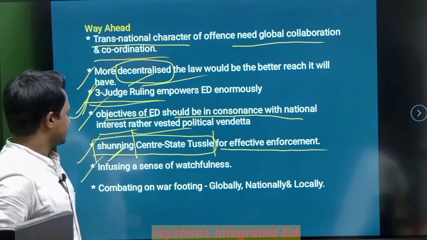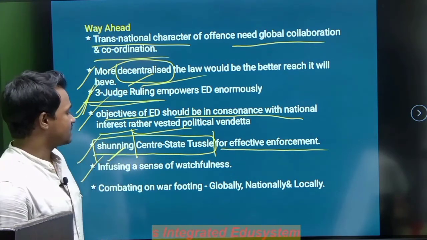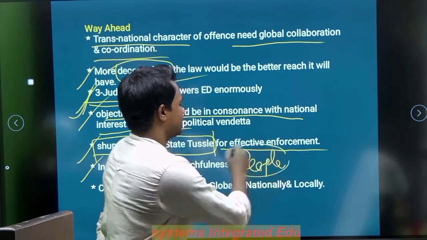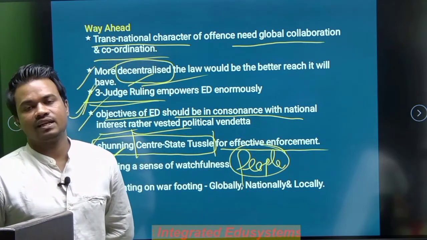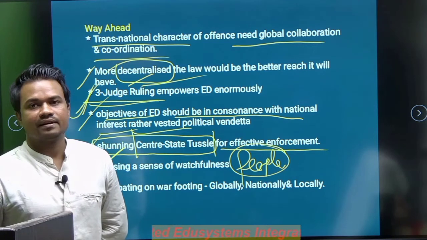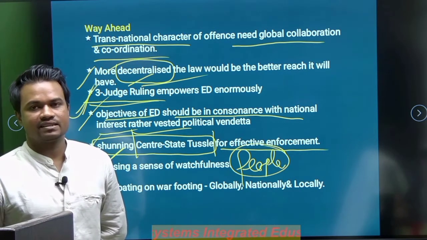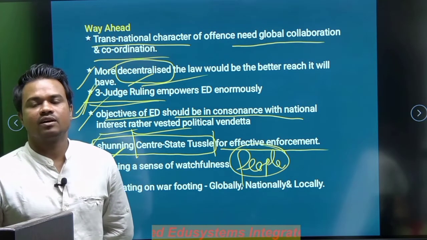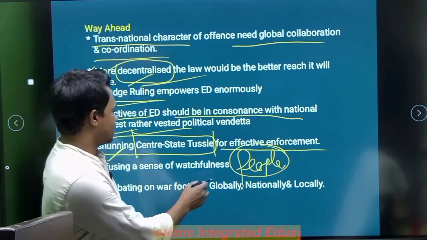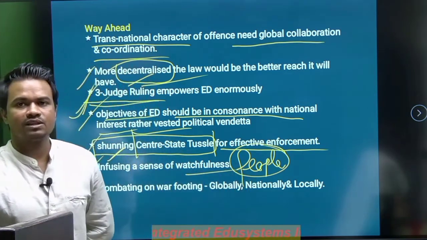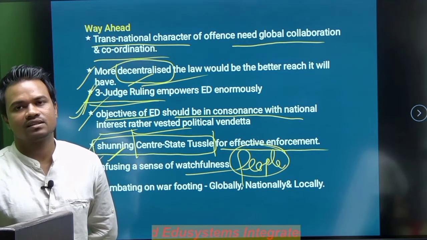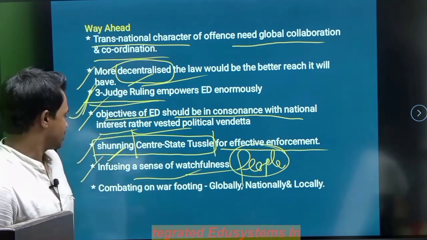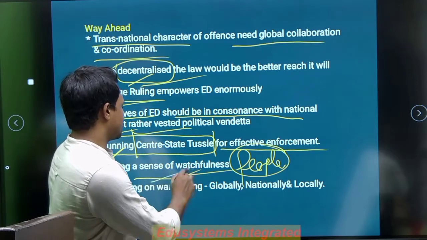And second last is infusing a sense of watchfulness among people. People should be careful and watchful about their surroundings, and if any money laundering activity is taking place, they should first come forward and inform the authorities to look into that suspected activity. Again, people have a role, they are the stakeholders, and for the PMLA to succeed, infusing a sense of watchfulness is very important.